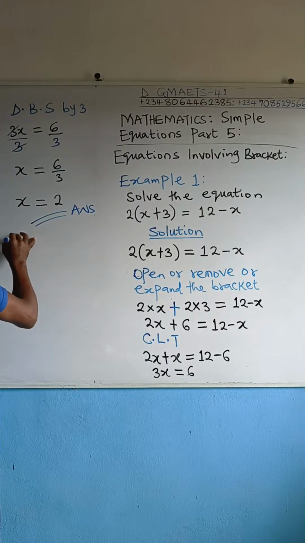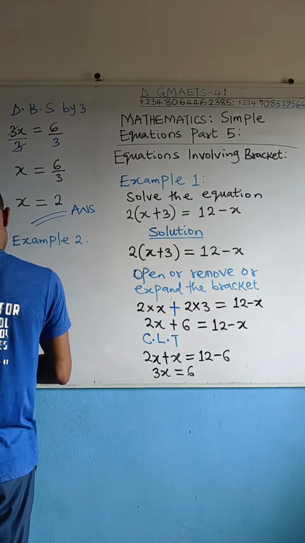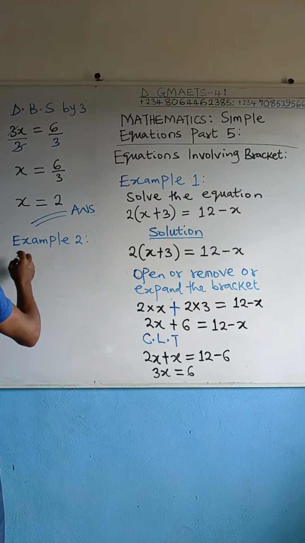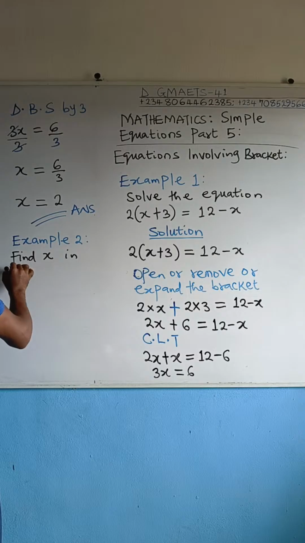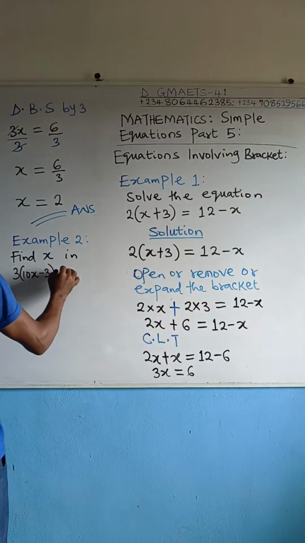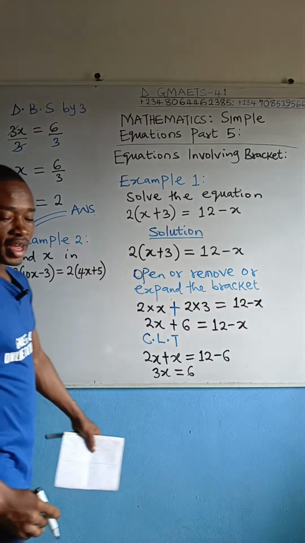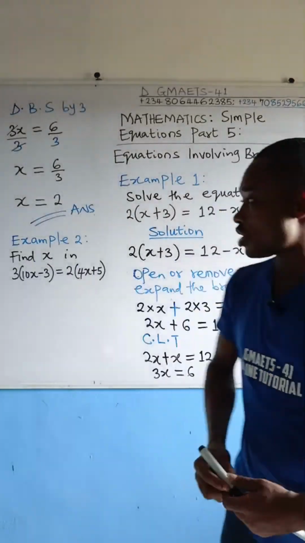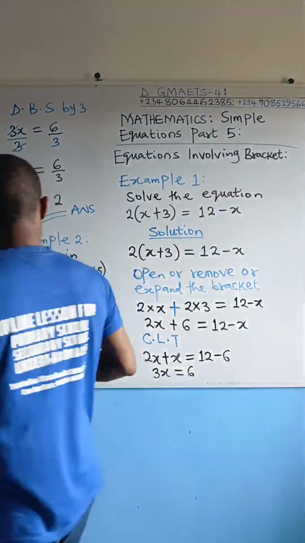Okay, example 2. Let us see what we have here. In this example 2, we have: find x in 3 brackets 10x minus 3 equal to 2 brackets 4x plus 5. Find x in this equation that you have on the board. Solution.